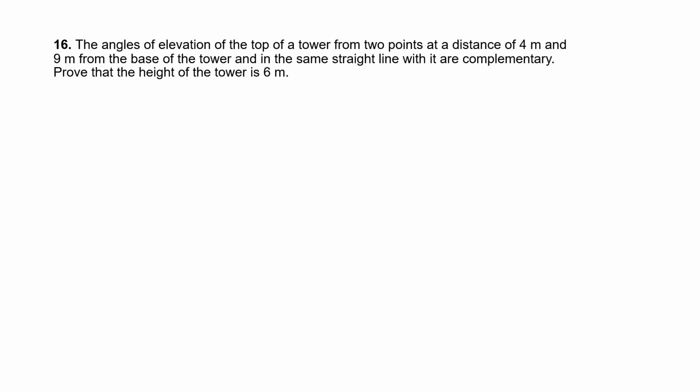So the last question. The angle of elevation of the top of a tower from 2 points at a distance of 4 meter. Two points at a distance of 4 meter. And this is the tower. Angle of elevation of the top of the tower, so it is on the upper side. At a distance of 4 meter and 9 meter from the base. So this is 4 meter and this one is 9 meter.